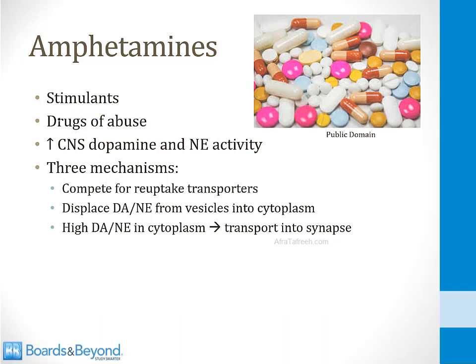So as I said before, amphetamines are stimulants. They're also drugs of abuse, and they increase the dopamine and norepinephrine activity in the central nervous system. That's how they function. They do this through 3 mechanisms. First of all, they compete for the reuptake transporters, and therefore they inhibit the reuptake of norepinephrine and dopamine. They also can displace dopamine and norepinephrine from vesicles inside the neuron into the cytoplasm, and when that happens, the dopamine and norepinephrine in the cytoplasm get transported into the synapse.